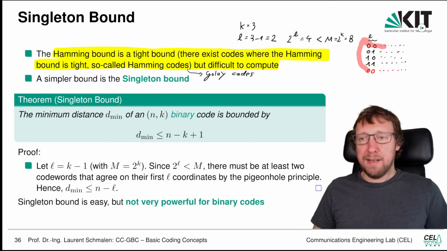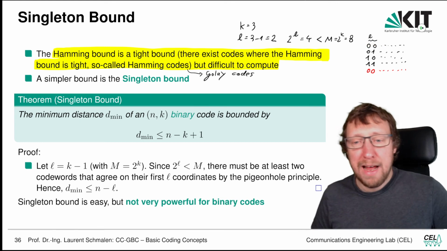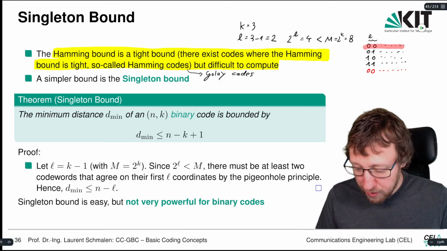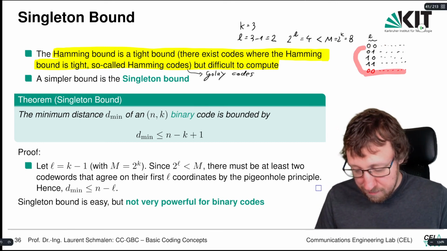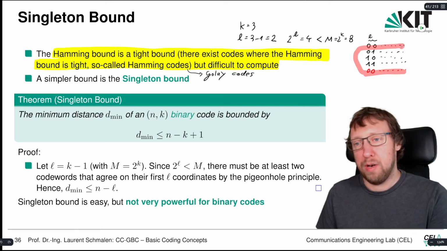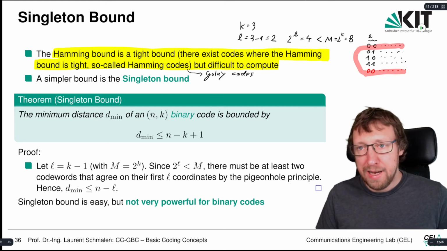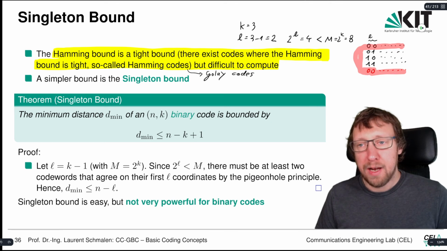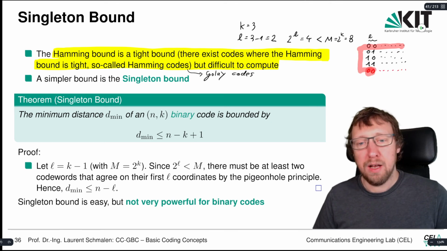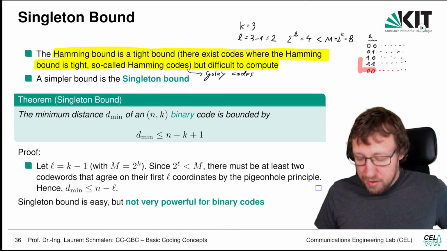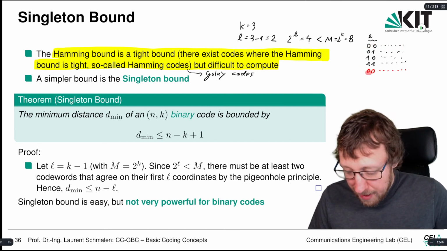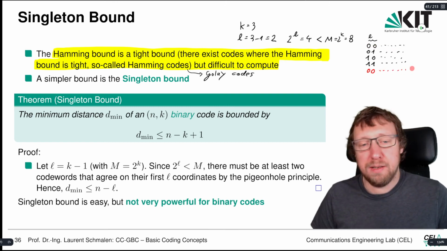So it means that we have at least 2 code words, this one and this one. There can be more because we need to write down a few more, but we have at least 2 code words that agree on the first L coordinates. So they are the same on the first L coordinates, and they can be different on the remaining coordinates.